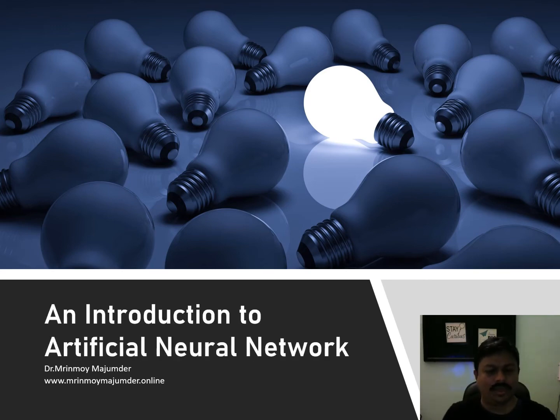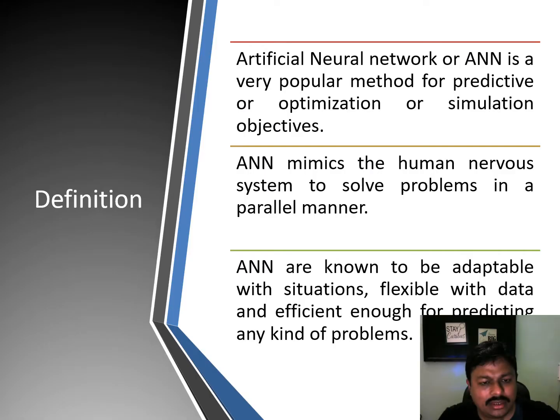So today we will try to explain the concepts of artificial neural network. The basic backbone of AI, artificial intelligence, is actually ANN. AI runs on ANN. And what is this ANN? ANN is the artificial neural network, which is a very popular method for prediction, optimization, or simulation objects.